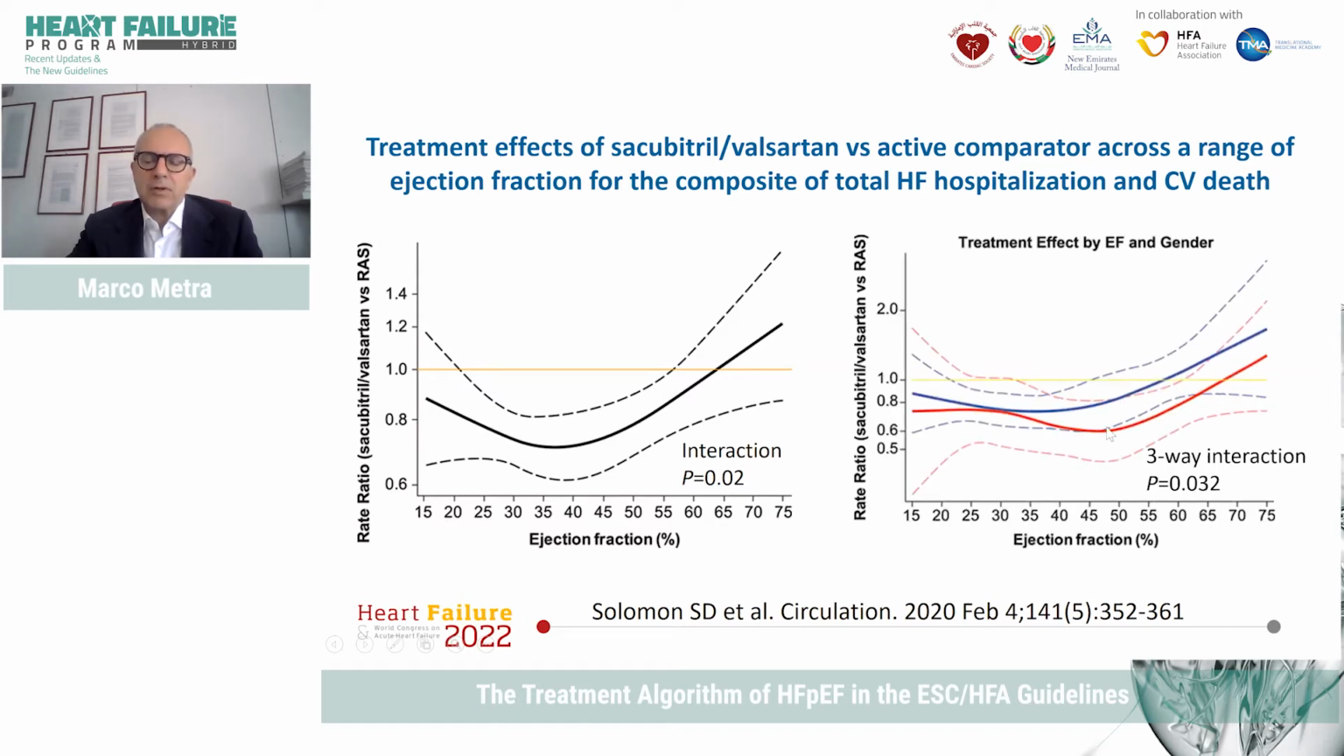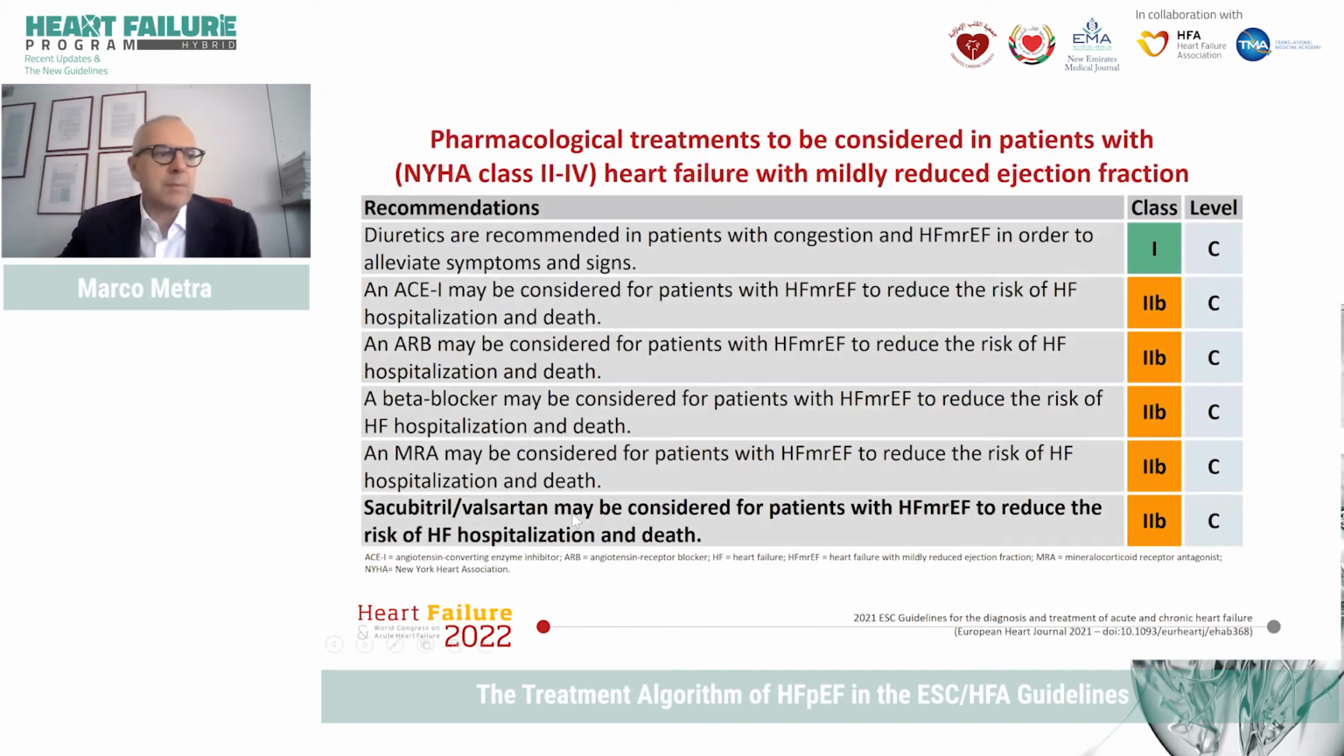And there may be also some interaction with sex, so that in females, the higher value of ejection fraction may be slightly shifted upward. But what it is important to point out is that we have a significant result in the patients with a reduced or mildly reduced ejection fraction, but not a significant result in the patients with a normal ejection fraction. So this justifies the potential indication to sacubitril/valsartan in the patients with a mildly reduced ejection fraction to reduce the risk of heart failure hospitalizations and death.